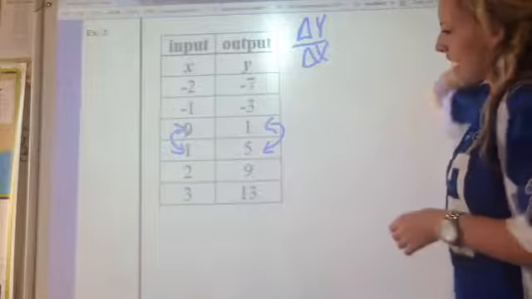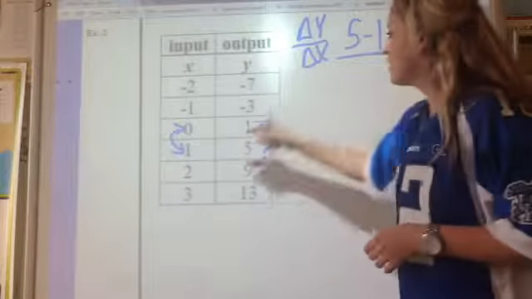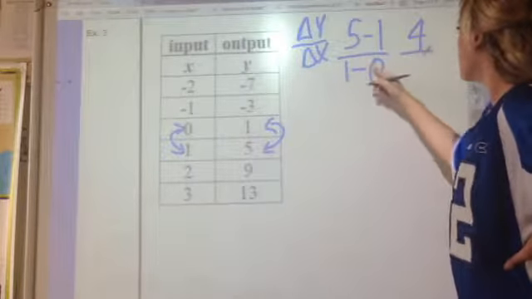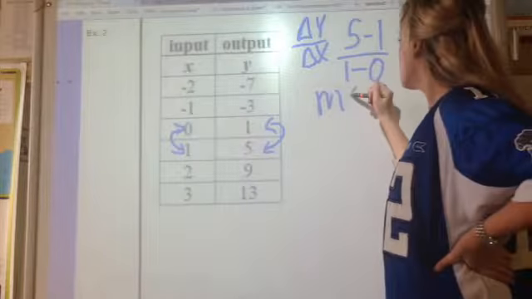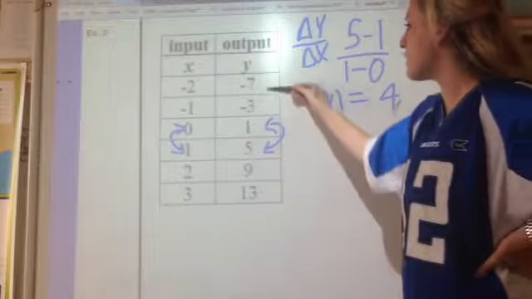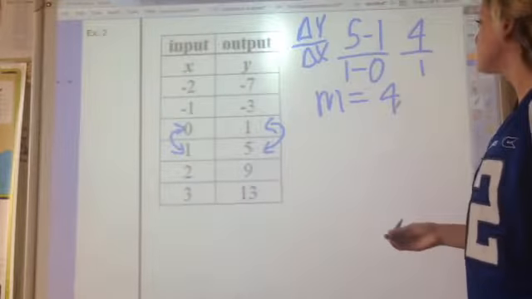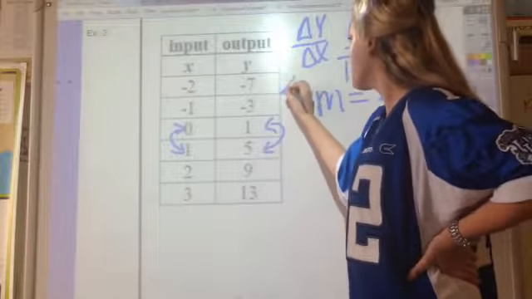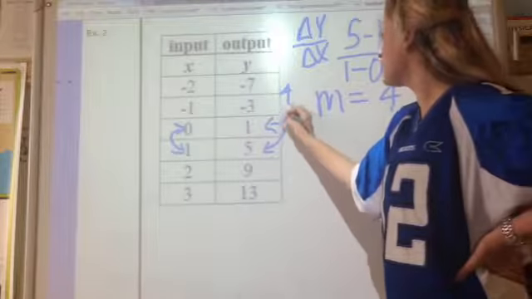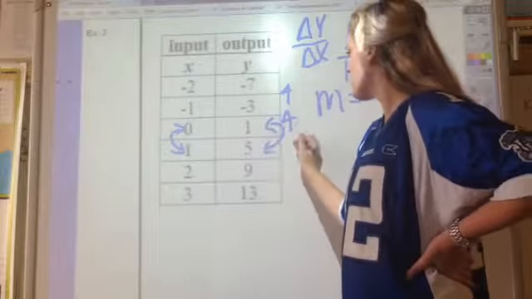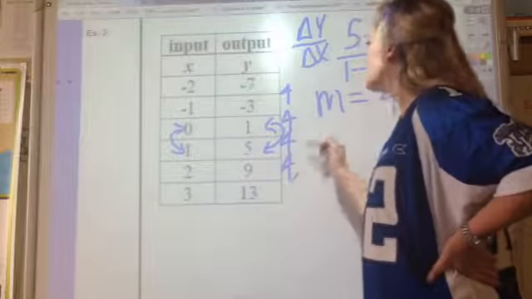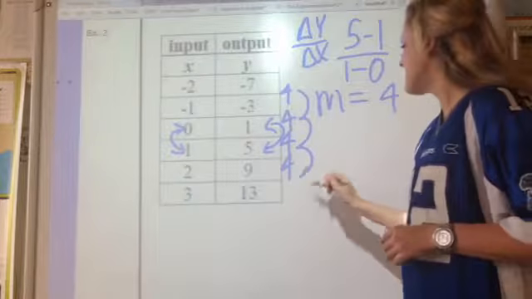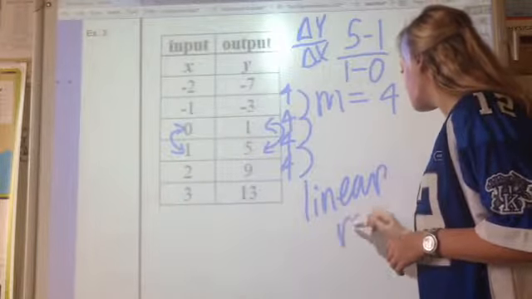So my change in y, so I'll have 5 minus 1 over 1 minus 0. 5 minus 1 is 4, 1 minus 0 is 1, so I have a slope of 4. So what I'm looking for is, does my y value increase by 4 every time as my x value increases by 1? Well, negative 7 plus 4 will give me negative 3. Negative 3 plus 4 will give me 1. 1 plus 4 will give me 5. 5 plus 4 will give me 9. So yes, since this slope is the same throughout, it's constant, which means that this table has a linear relationship.